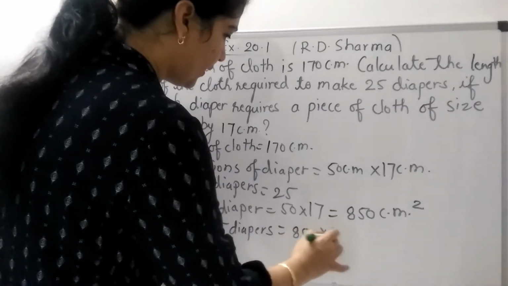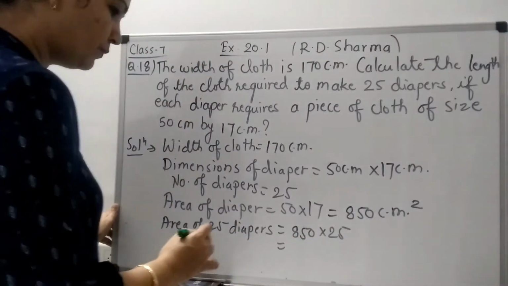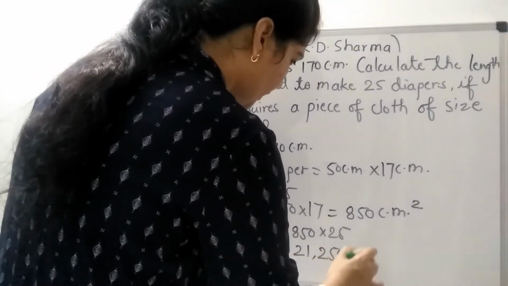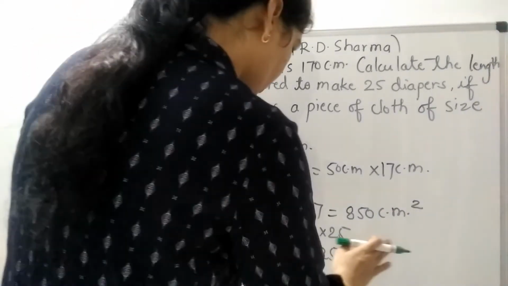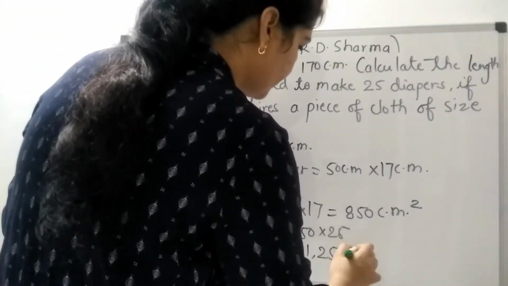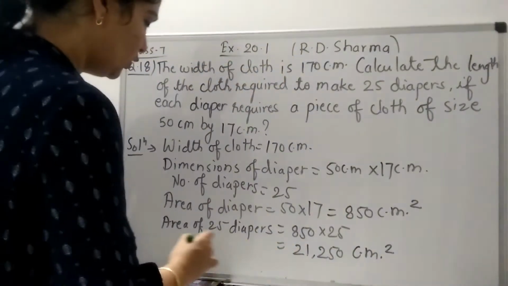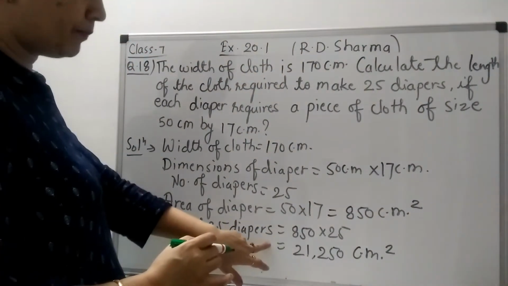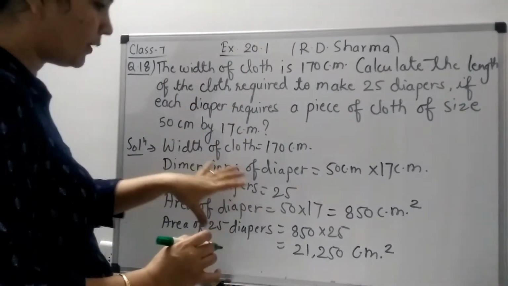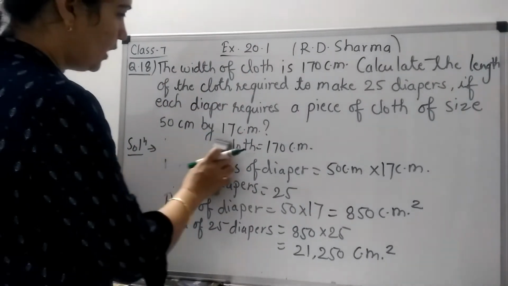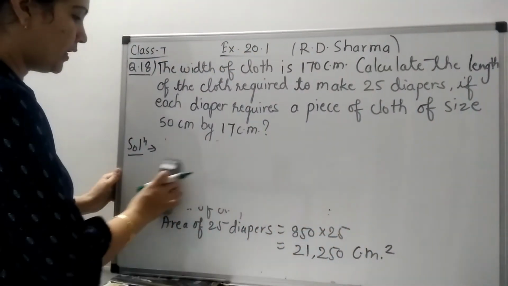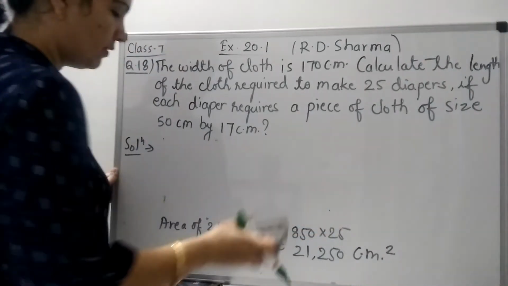850 multiplied by 25, which will give you 21,250 centimeter square. This is centimeter square. So total area of 25 diapers means total area of that cloth, because from that cloth only 25 diapers have been made. Now we will find out the length. Width is given, area we know, so we can easily find out the length.